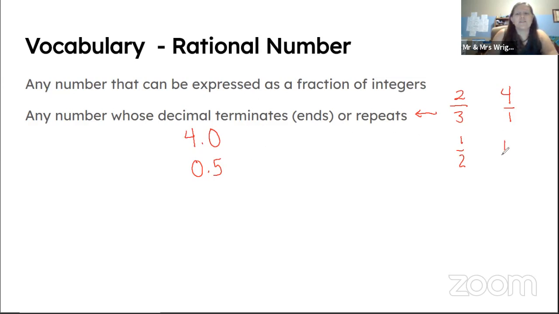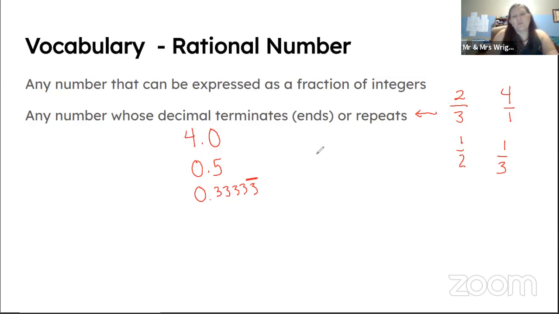Let's think of a fraction like 1/3. Okay. 1/3 has a decimal of 0.333, and so on. It keeps repeating and repeating, and we indicate that with a line over it, right? When you write a decimal that repeats, you don't use the dots. You use a line over the top of it, okay? So this is a decimal that's repeating. These are decimals that terminate.